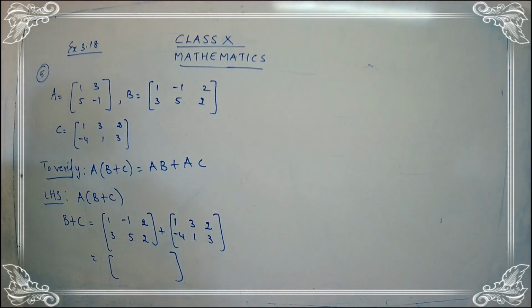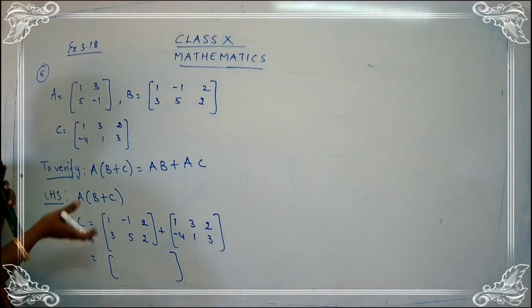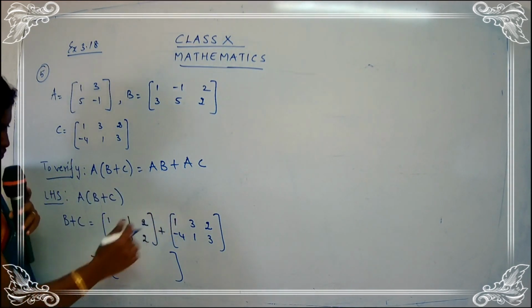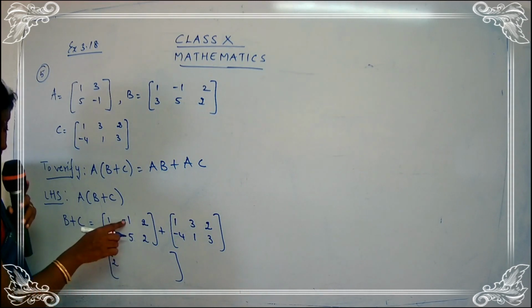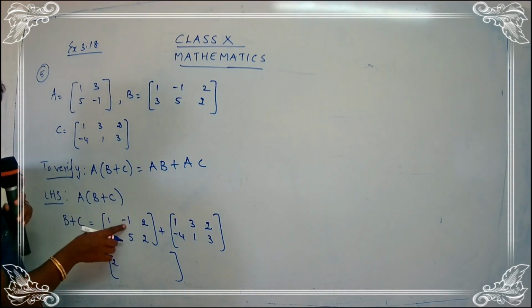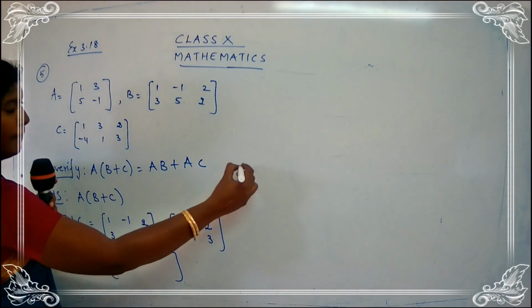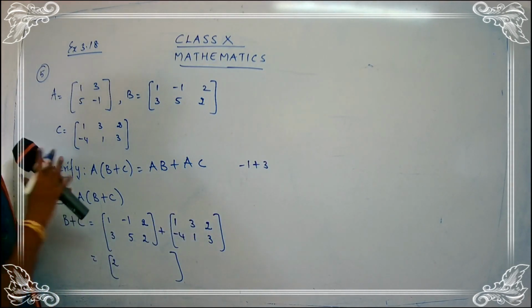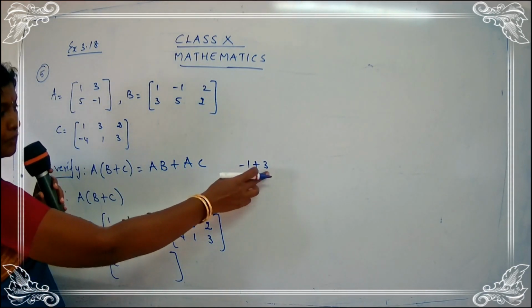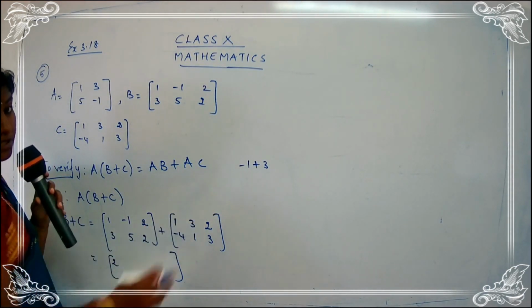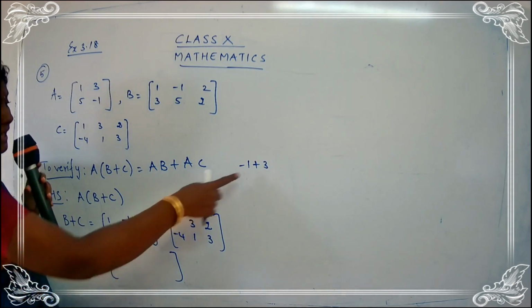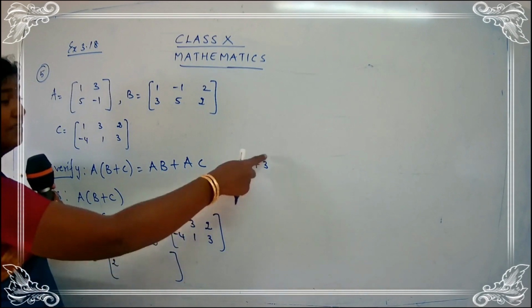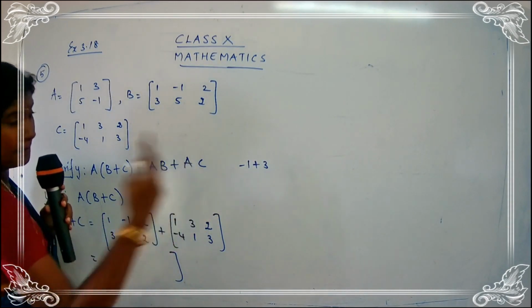I have told you to add the corresponding elements of both the matrices. So 1 plus 1, 2. Minus 1. Be careful with the sign, children. Minus 1 plus 3. What is the answer? Minus plus, minus plus minus. So 3 and 1. The difference of 3 and 1 is 2. Take the bigger sign, plus. Or you can just say in a simple manner, 3 minus 1. What is the answer for 3 minus 1? It's 2.